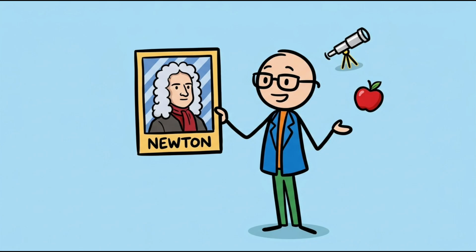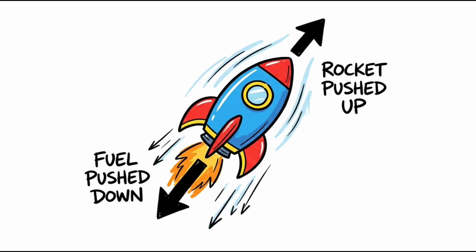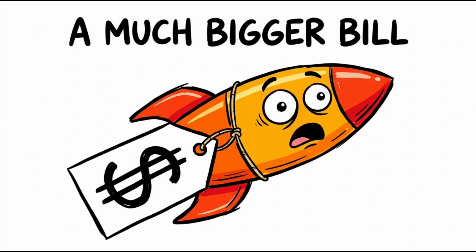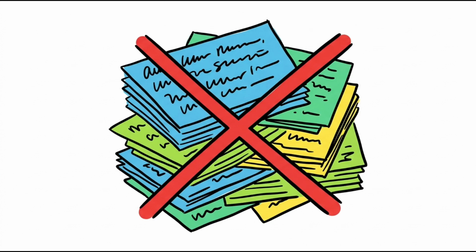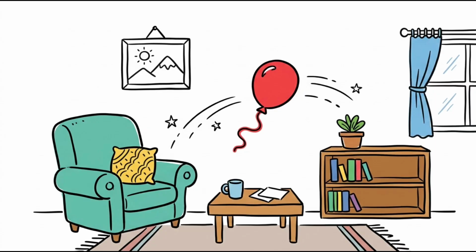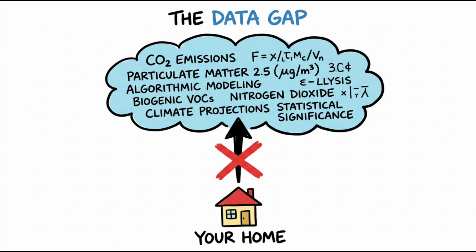Newton's third law, the one Sam mumbled and forgot, simply means, for every action, there's an equal and opposite reaction. Balloon pushes air backward, balloon flies forward. Rocket pushes fuel backward, rocket flies upward. Same exact idea, just with a much bigger balloon and a much bigger bill. See how that feels different? You didn't memorize new words. You just attached a new idea to something you already understand. A balloon flying around a room. That's what real understanding feels like. It should connect to your daily life, not float somewhere above it in scientific language.